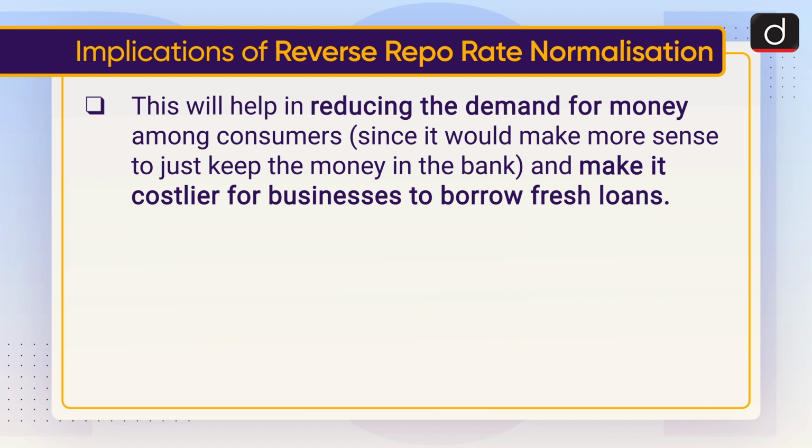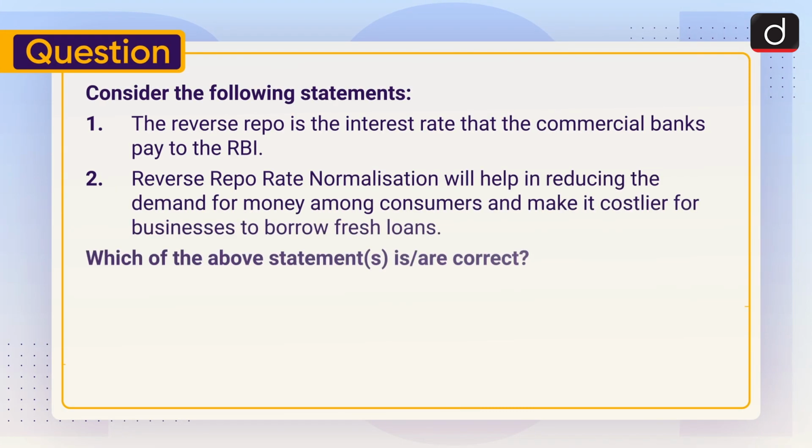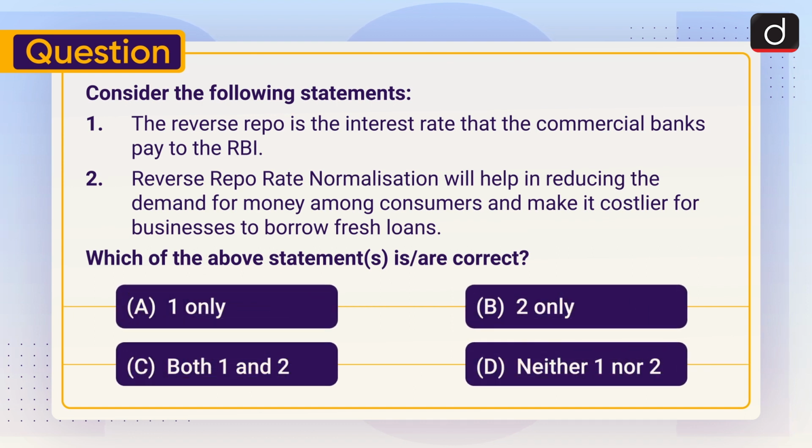Now it's time for the practice question. Consider the following statements. 1. The reverse repo is the interest rate that the commercial banks pay to the RBI. 2. Reverse repo rate normalization will help in reducing the demand for money among consumers and make it costlier for businesses to borrow fresh loans. Which of the above statement or statements is or are correct? 1 only, 2 only, both 1 and 2, or neither 1 nor 2?